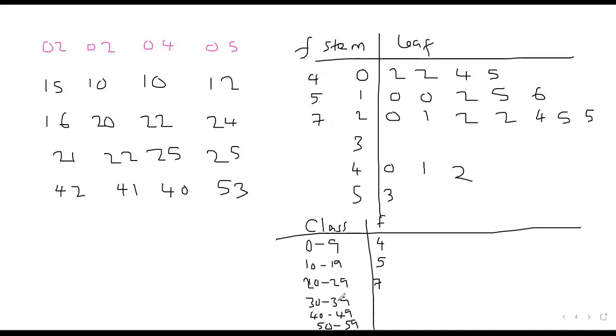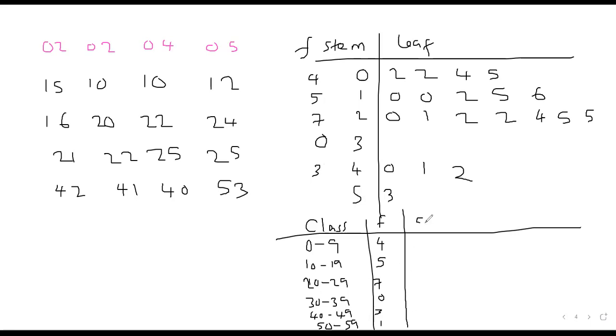How many are between 30 and 39? 0. There's none. How many are in the 40s? So 40 to 49, how many are there? We have 3. And how many are between 50 and 59? We only have one number, which is 1. So you're summarizing this data.